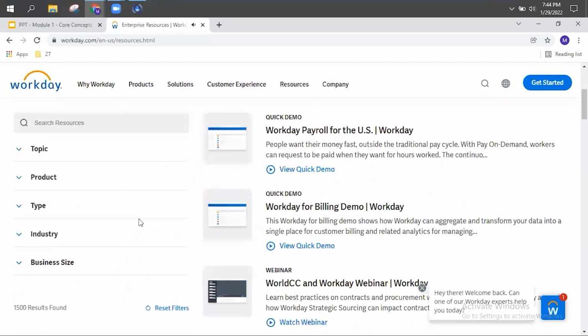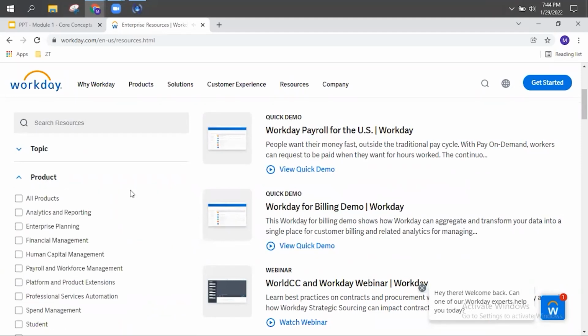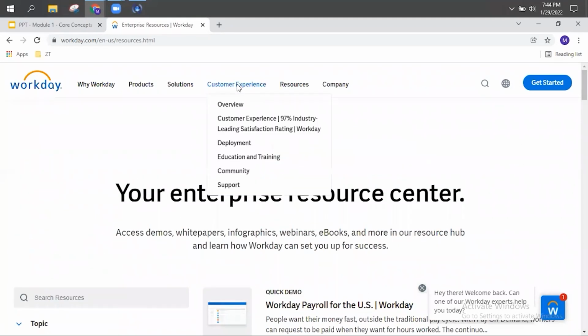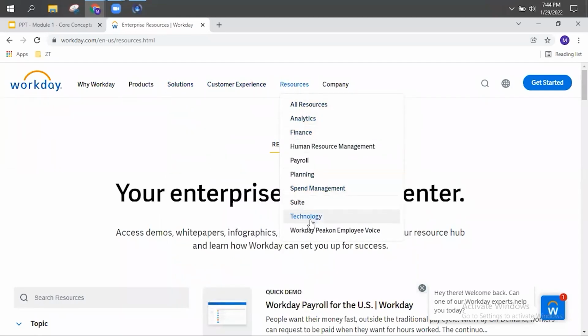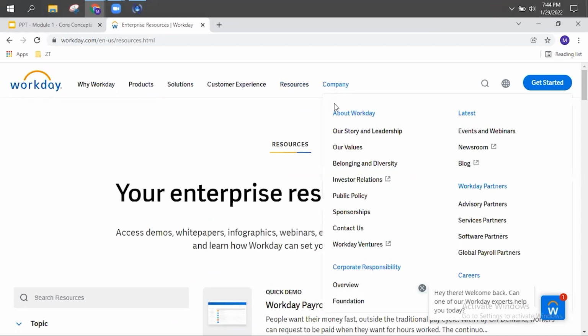So what is a partner company? Let me see if I see it here, because they keep on changing the application. Oh yes, so here is the thing. Workday partners: there are advisory partners, service partners, software partners, global payroll partners. If you click on it, you will get to the organization. Now if I go to advisory partners, if you work for any of these organizations, then yes, you are entitled to go for a Workday certification.